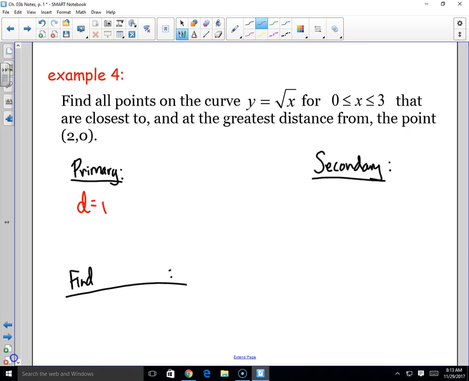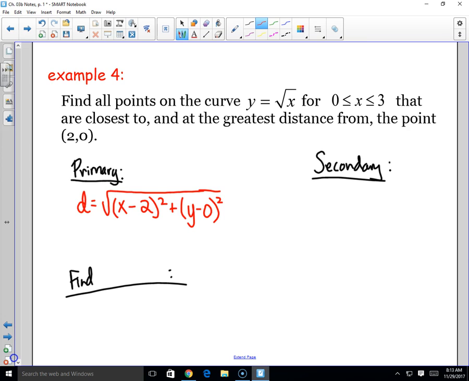D is equal to the square root of, now, normally it'd be x2 minus x1, but how many points do I have? One. Just one. So I'm going to say, okay, I don't have two of them going on, I just need to put one x. I don't need to name it x2. I can just say x minus the other x value of 2, and y minus 0. Since I'm not dealing with 2 points, I don't have to name all those little subscripts. So that would be my distance formula.